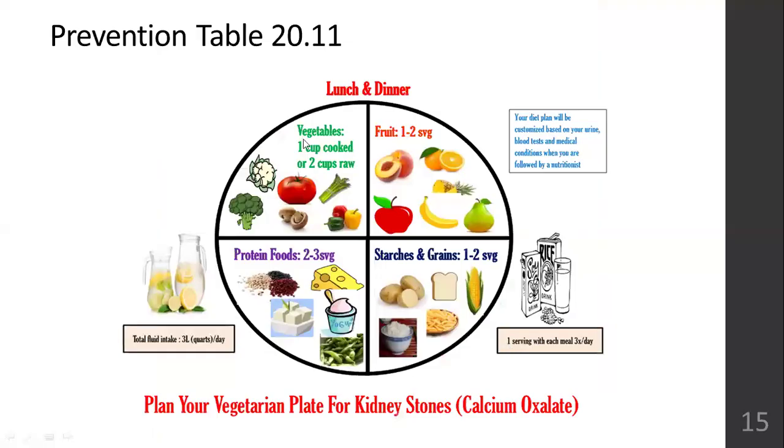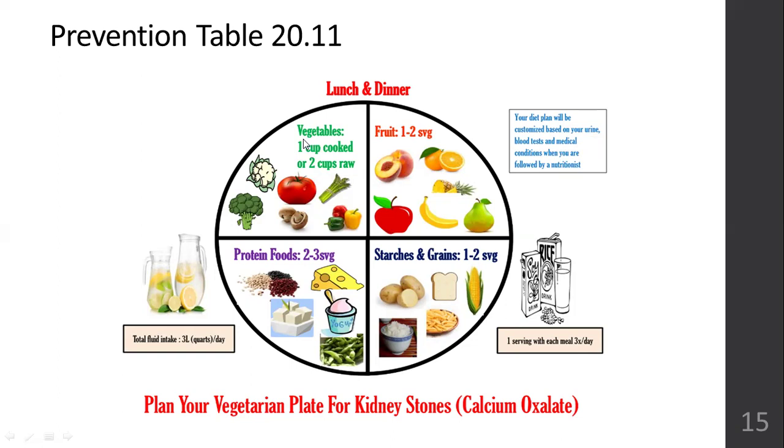So prevention is given in table 20.11 on page number 473. What food you have to avoid to prevent this specific kind of stones. If you are diagnosed with calcium stones, avoid leafy vegetables, milk products, small fish with bones like sardines, mackerels, prawns, crabs, ragi. You have to avoid it if you have calcium stones.